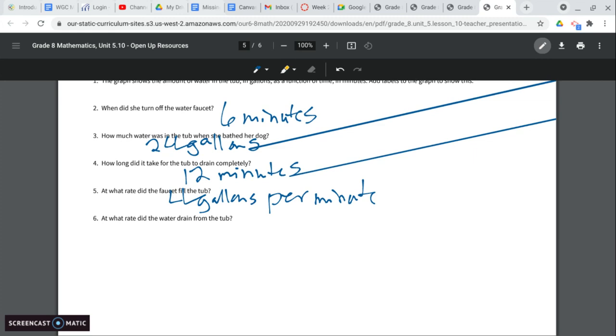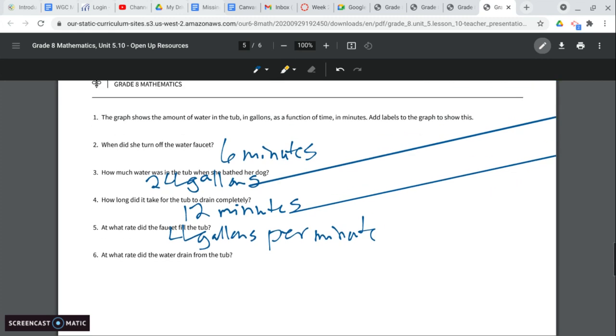And then at what rate did the water drain from the tub? Well, we said that it took the tub 12 minutes to drain completely, and there were 24 total gallons. So 24 divided by 12 is going to equal 2. So it'd be 2 gallons per minute.